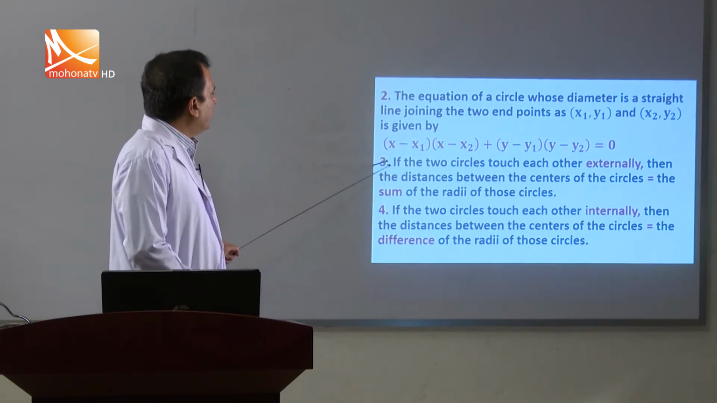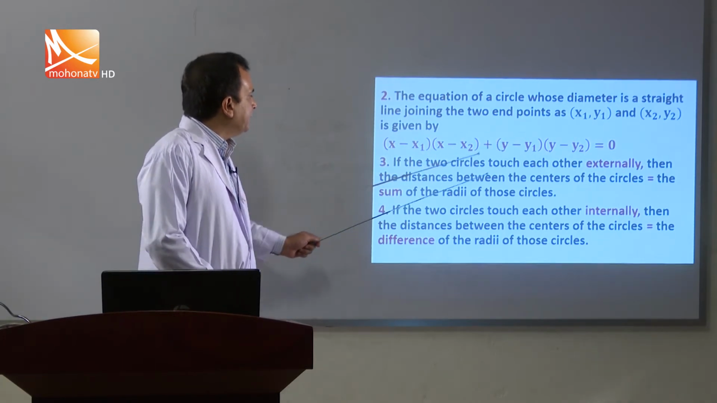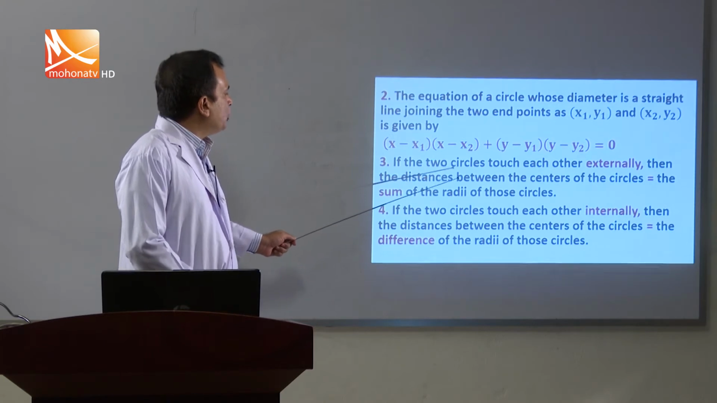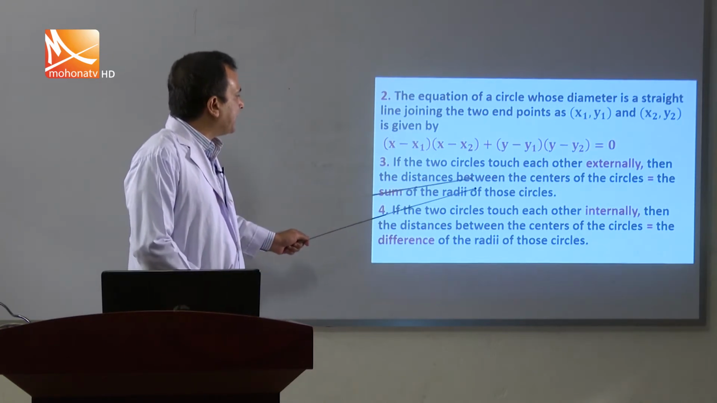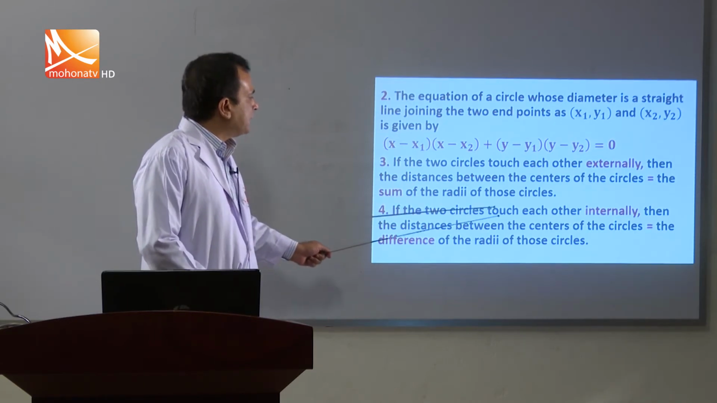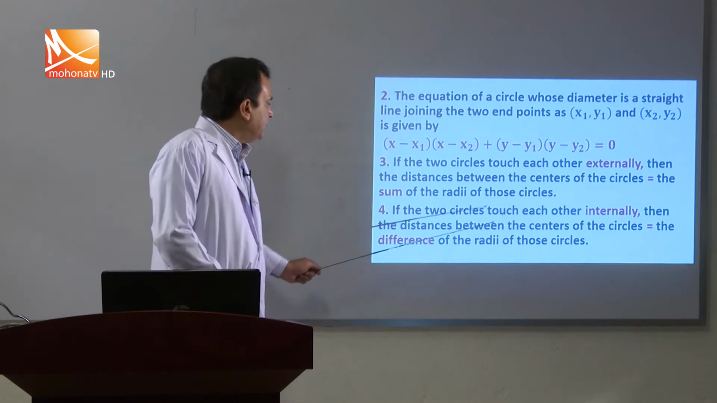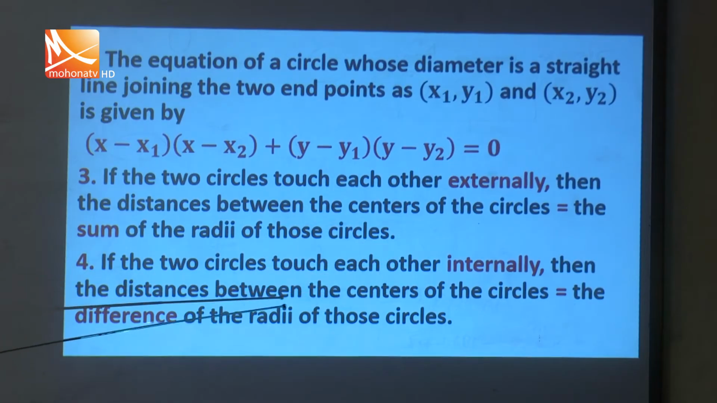Then the third one: if two circles touch each other externally, then the distance between the centers of the circles equals the sum of the radii of the circles. Then the fourth one: if the circles touch each other internally, then the distance between the centers of the circles is equal to the difference of the radii of those circles. We are going to the next slide.